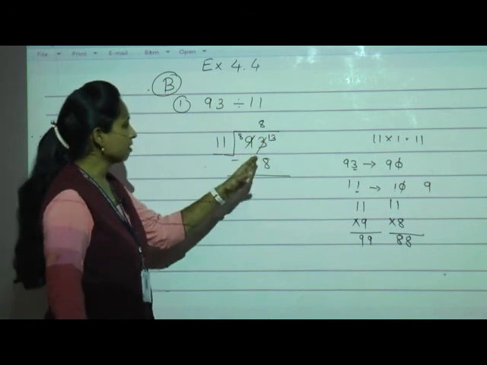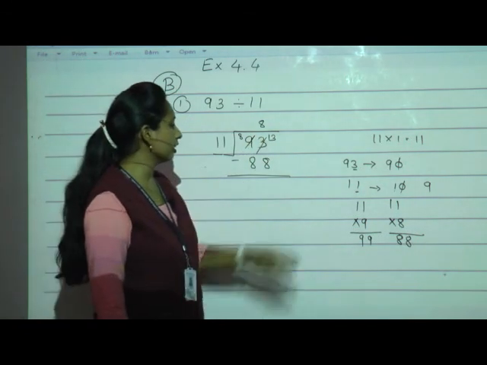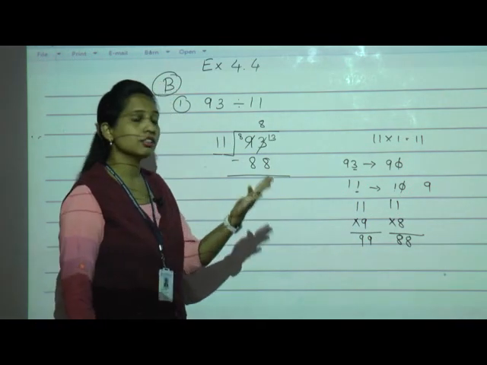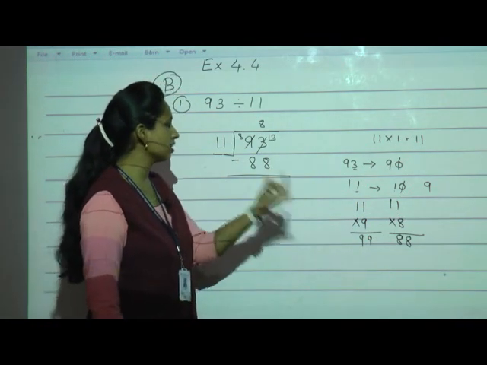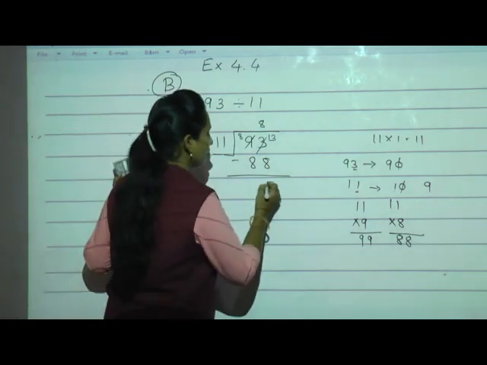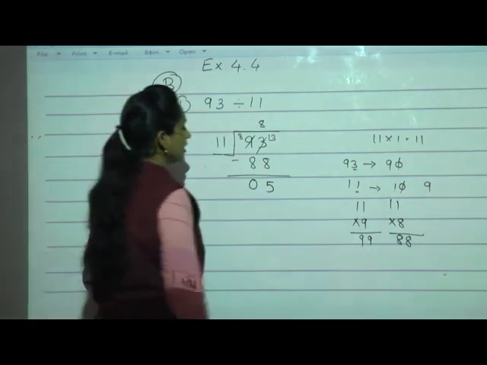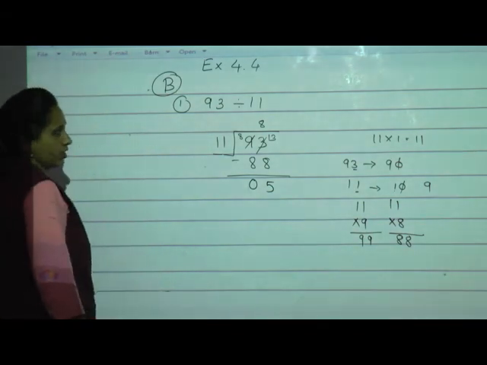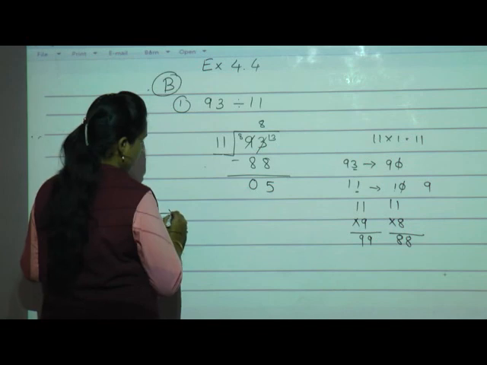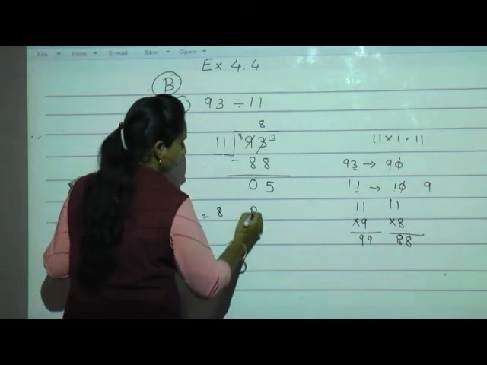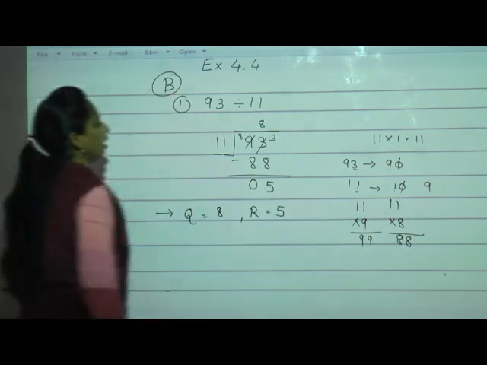Now 13 minus 8. Count after 8 till 13 comes. After 8 comes 9, 10, 11, 12, 13. How many will remain? 5. 8 minus 8 is 0. Now tell me, what is the quotient and what is the remainder? Yes, the quotient is 8 and the remainder is 5.